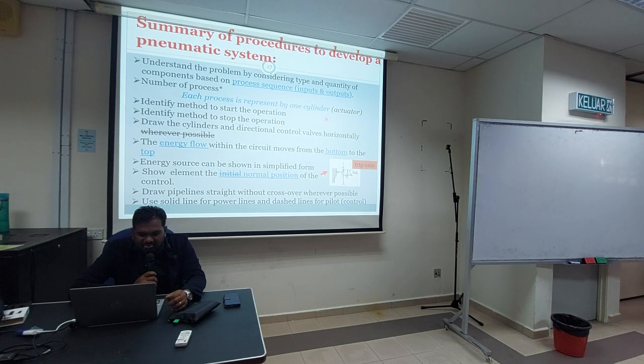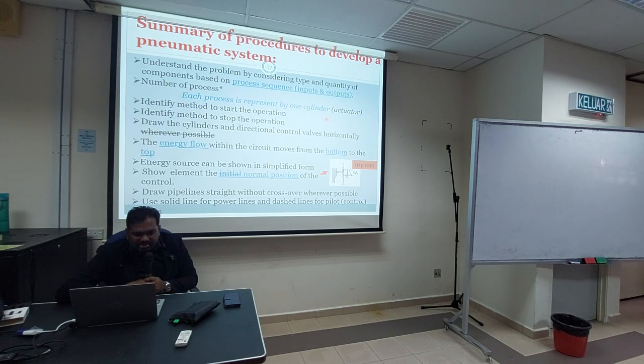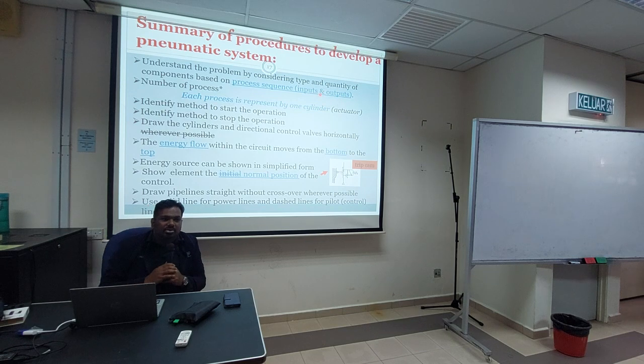Okay, so summary of procedure to develop a pneumatic system. Slide ni adalah penting because you need to understand all these things before designing a circuit. Okay, so you need to understand the problem by considering the type and quantity of the component based on process sequence, input and output. So sebelum you design, you kena tahu komponen apa yang you nak pakai. Berapa banyak silinder diperlukan, berapa banyak valve diperlukan, seberapa banyak push button diperlukan. So you need to know all that things. So that's first thing.